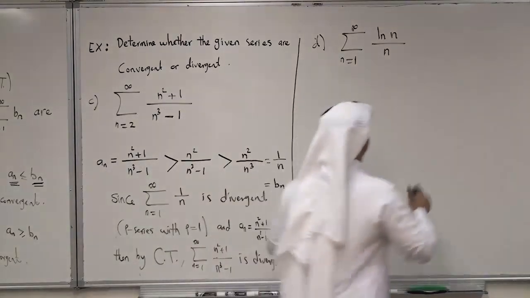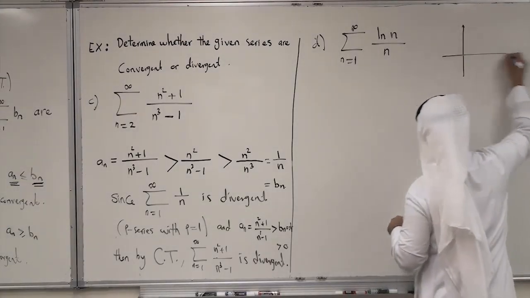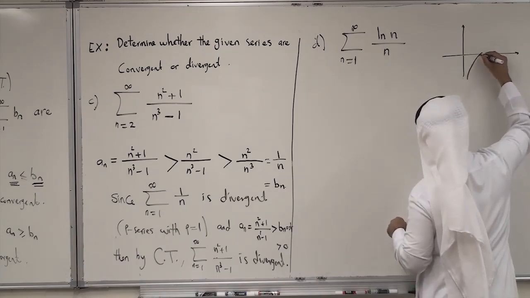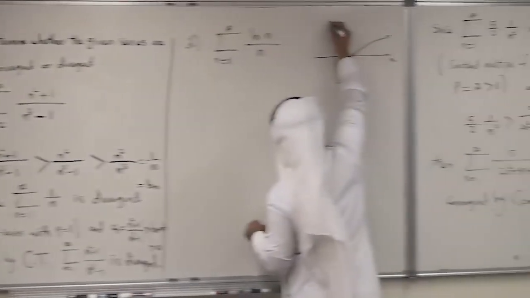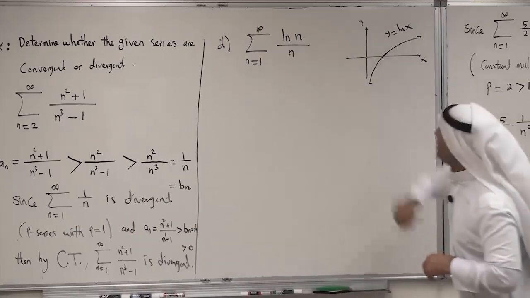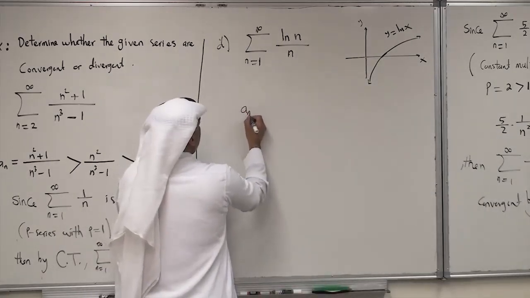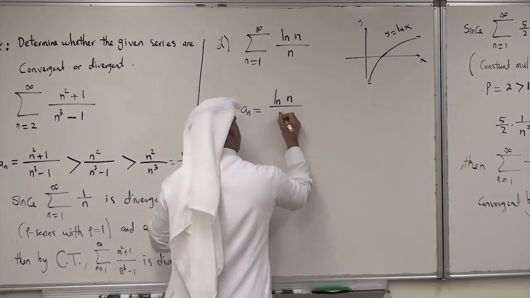How to prove it? You know the logarithmic function here. If you look carefully at the logarithmic function, ln of x, it is equal to 0 at 1, then it will start increasing like this. This is the x, this is the y, and this is y equal to ln of x. So what can we say about the given expression we have? We have an is equal to ln of n divided by n.